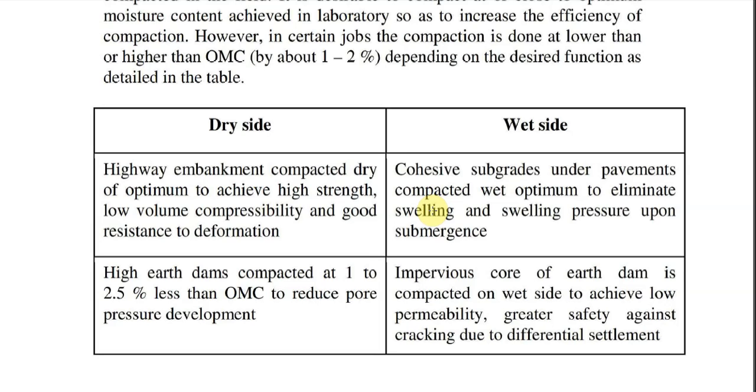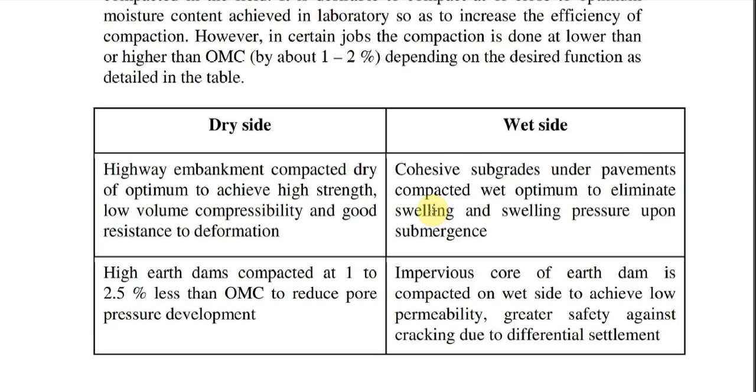Next, in earthen dams, there are layers: outside layer, inside core. We want the inside core of the earthen dam to be impermeable, or we want that core to have less permeability or low permeability, and that's why we are compacting the inner core of the earthen dam on the wet side of the optimum.